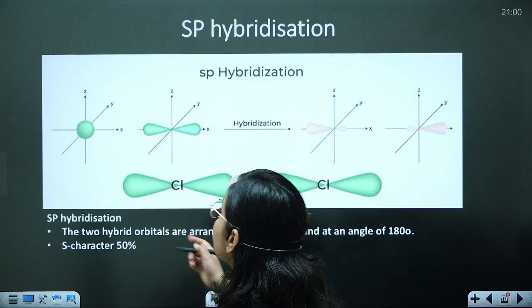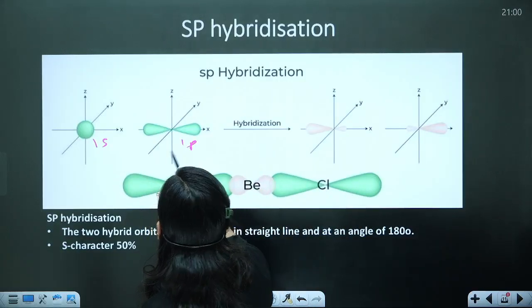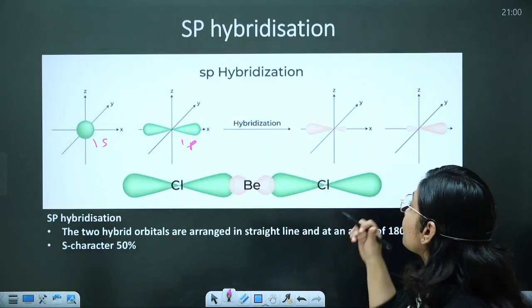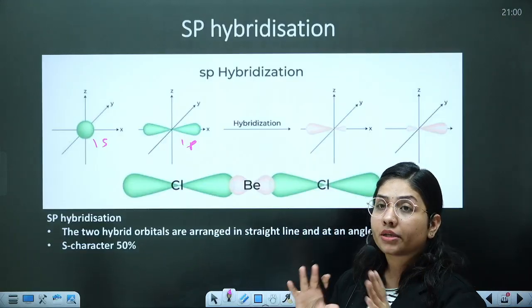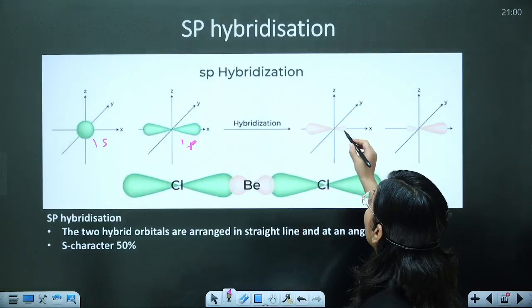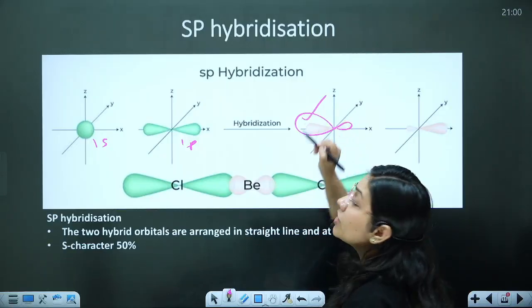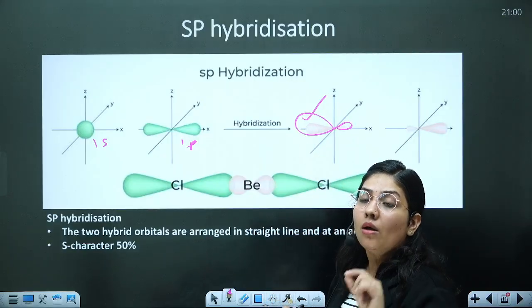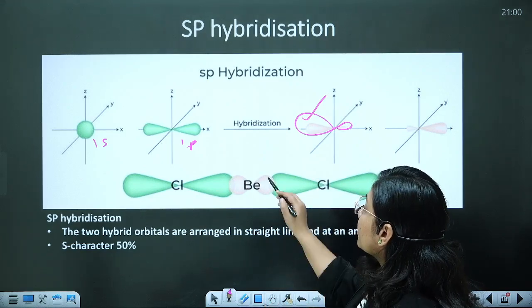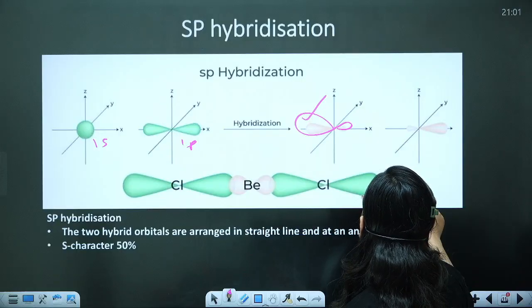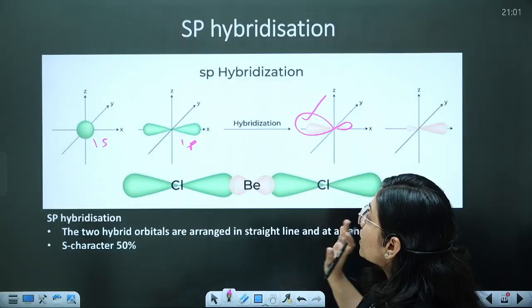Okay, see here 1s and 1p orbital is participating. After this we have told that whenever the hybrid orbitals are formed, one lobe will be the smaller one and one will be the larger one, and the larger one will take part in the bond formation. This you have to remember. Now coming to it, it is sp hybrid structure. Okay, it is having sp hybridization.